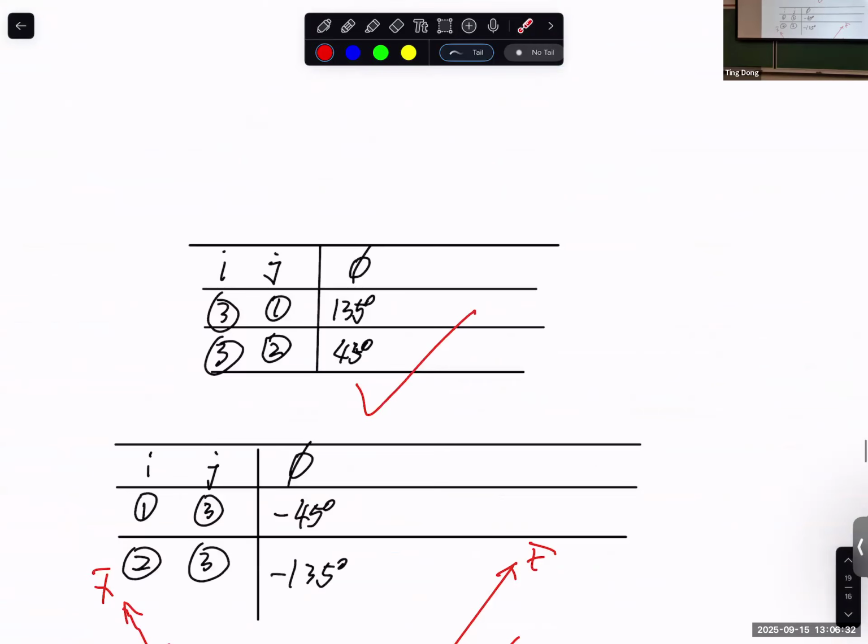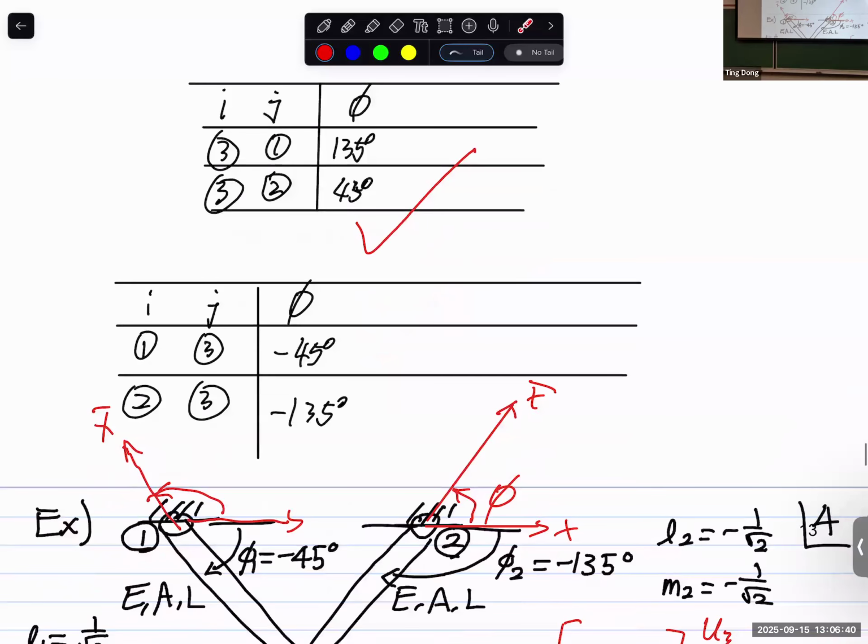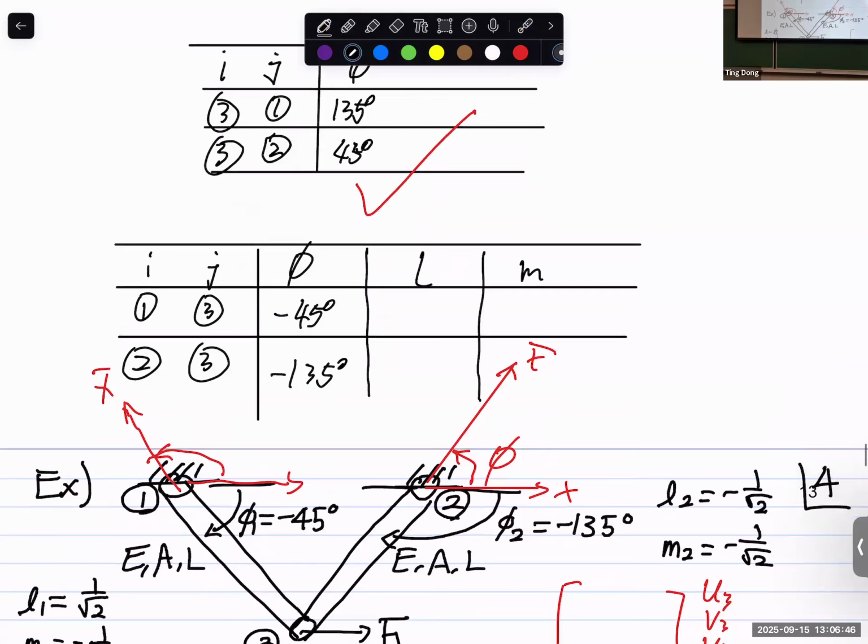And since this is still the beginning of the FEA, I strongly suggest, it's not required, but I strongly suggest that to avoid mistakes, it's better to write this connectivity table. So you give a very clear definition. What is the first node? What is the second node? Based on this first node and second node, what is phi and what are the corresponding L and M? And then you do the calculation.